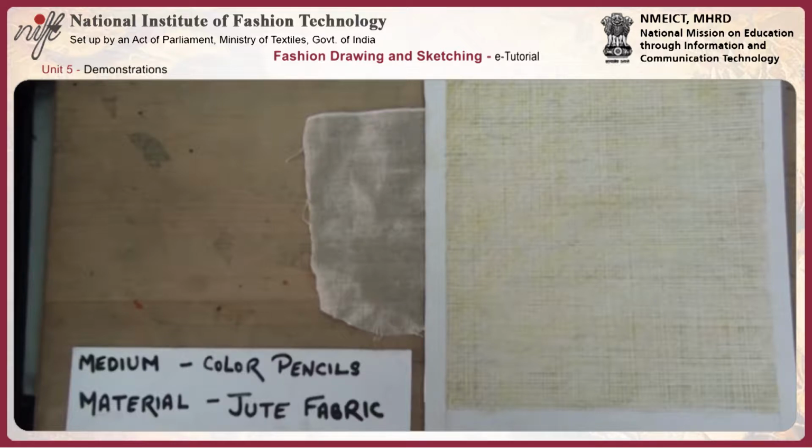If you watch the rendering carefully, you will see that the rendering is done according to the texture of the jute fabric. You can see many lines that are drawn as if reproducing all the yarns that are visible in the actual fabric. So this kind of intricate detail must be applied to show the fabric as realistic as possible.